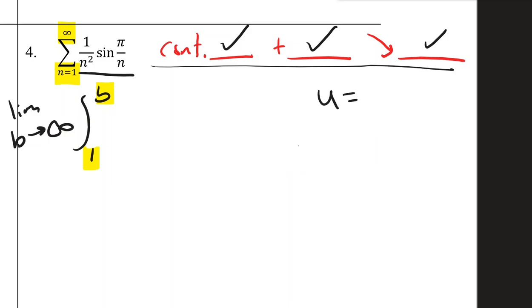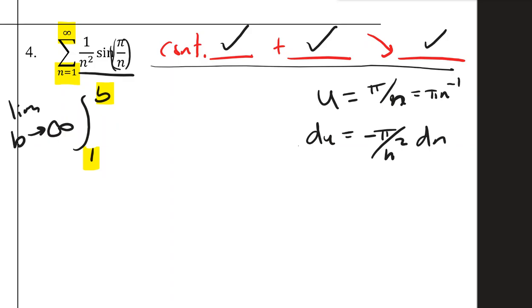Usually when you pick u, you want to pick a u that is inside of something, right? So how about you try pi over n? Again, with u substitution, there's nothing wrong with picking the wrong u. Pick a u, write it down, and then take the derivative, and if the pieces fit, you're going to know pretty quick, and if the pieces don't fit, you're going to know pretty quick. Just pick a different u. Okay, so then du, this is like pi times n to the negative 1, would be negative pi over n squared. I'll multiply the dn over.